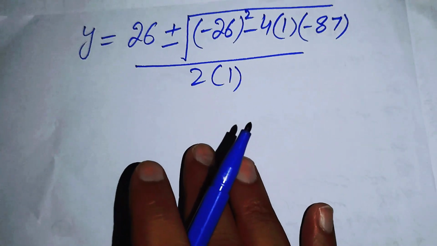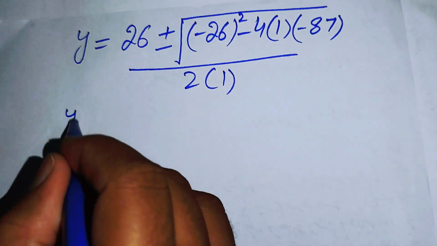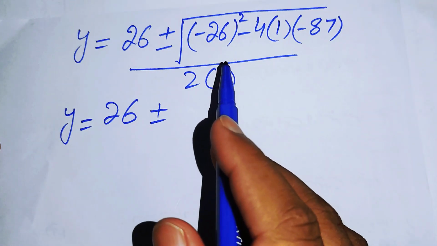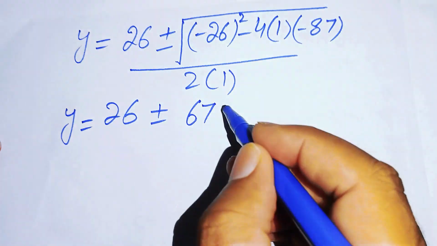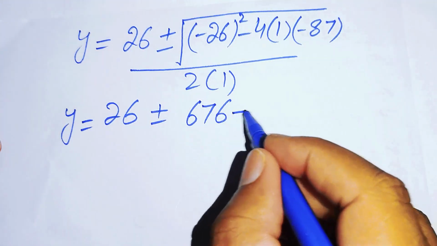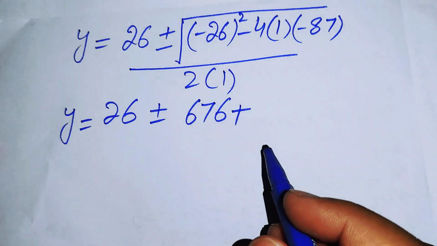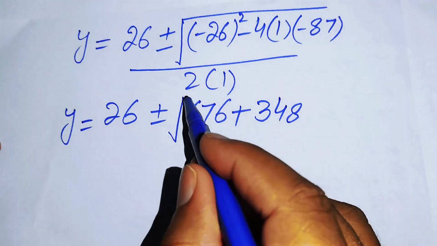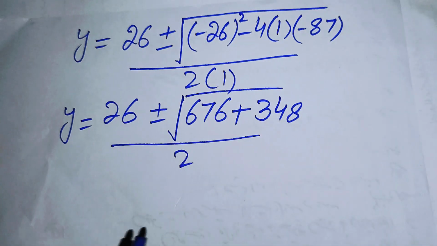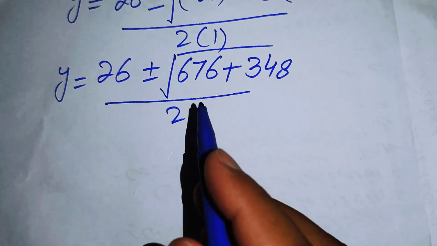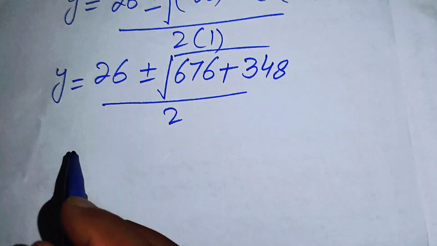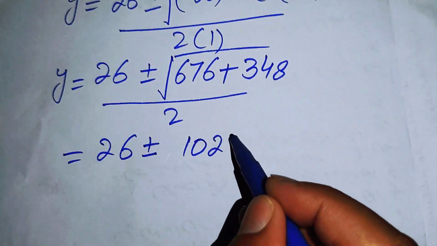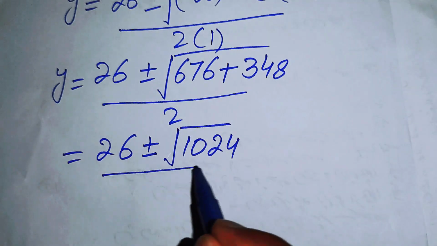So now we can simplify the terms, and you get here y is equal to 26 plus minus the square root of minus 26 squared, which is 676, and here you have minus times minus is plus, and 4 times 87 is equal to 348, whole square root over 2. And now when you add 676 and 348, you will get 26 plus minus the square root of 1024 over 2.